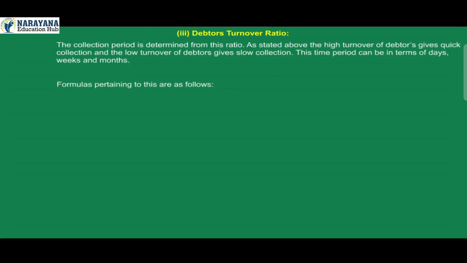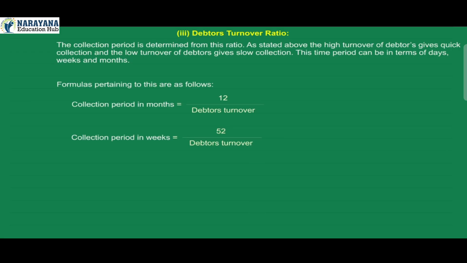Formulas pertaining to this are as follows. Collection period in months is equal to 12 divided by debtors turnover. Collection period in weeks is equal to 52 divided by debtors turnover. Collection period in days is equal to 365 divided by debtors turnover.